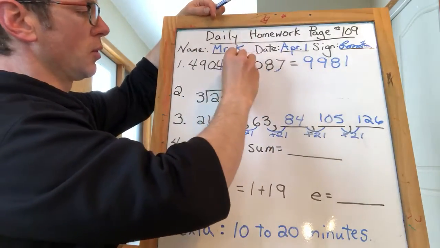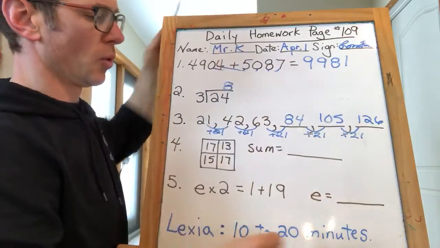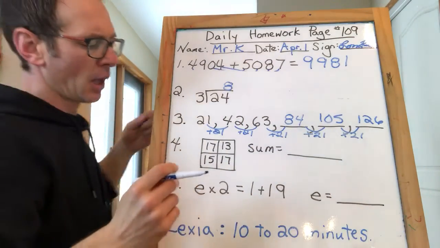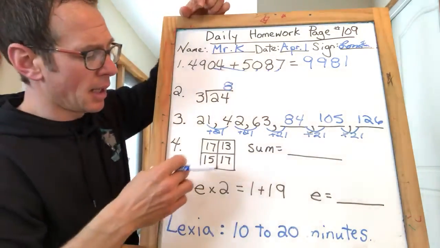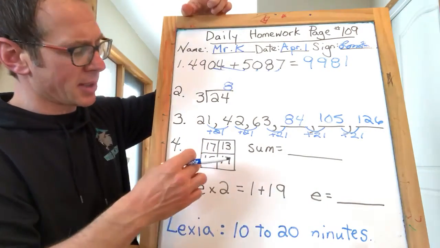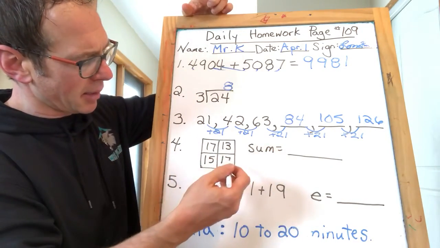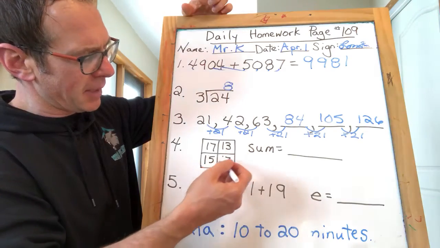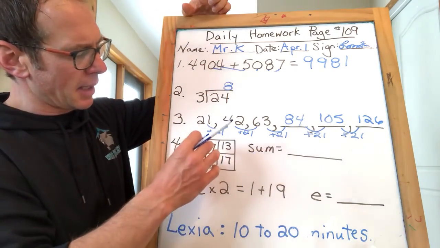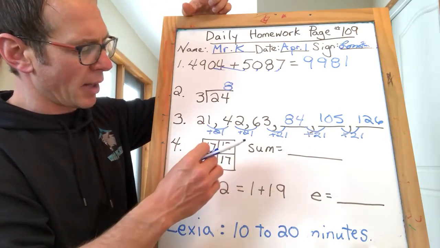On your work, though, you do not have to hide your work, guys. Show your work. I love seeing it. All right. This math square here, I want to know what the sum is. So when I look at this here, we've got 17, 13, 15, and 17. It's a little bit of a difficult one to do in our heads.